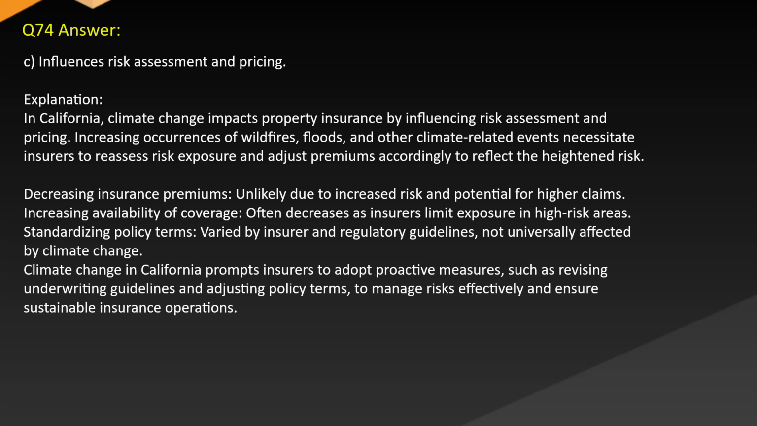Increasing availability of coverage is incorrect, as availability often decreases as insurers limit exposure in high-risk areas. Standardizing policy terms varies by insurer and regulatory guidelines, and is not universally affected by climate change. Climate change in California prompts insurers to adopt proactive measures such as revising underwriting guidelines and adjusting policy terms to manage risks effectively and ensure sustainable insurance operations.